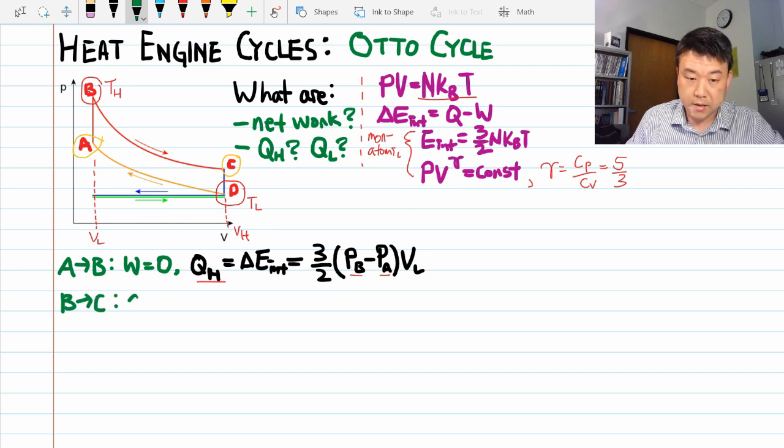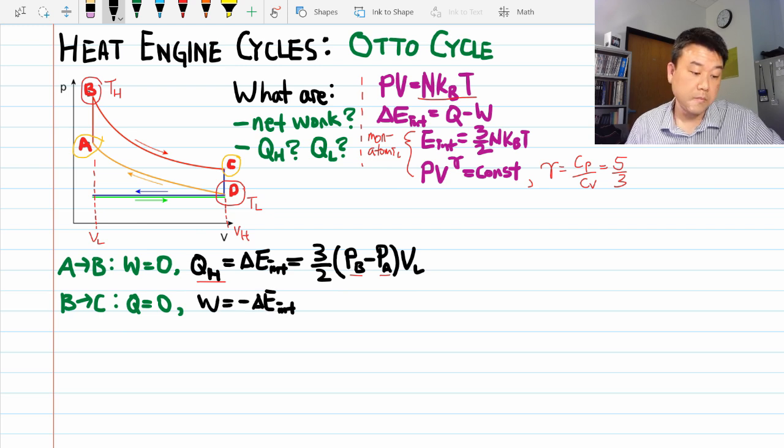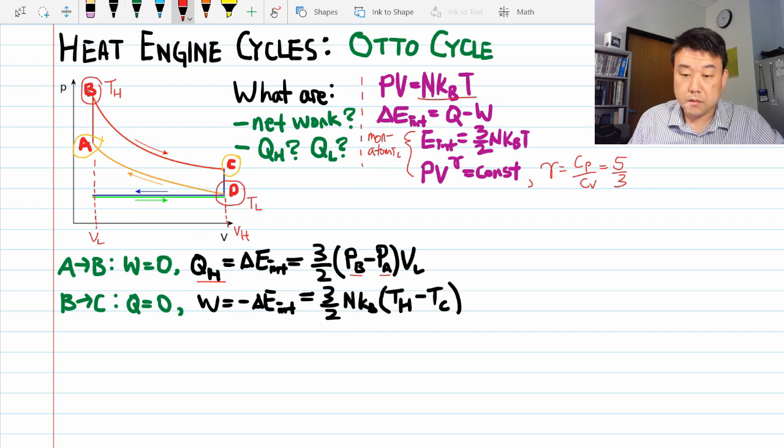Alright, process B to C, that's adiabatic expansion. So adiabatic means no heat transfer. And the work done is minus the change of internal energy. Let me express this one in terms of temperatures, making sure I'm not making any sign errors. This is positive as it's supposed to be. And this TC is an additional unknown I'm introducing that we're going to have to eliminate later.